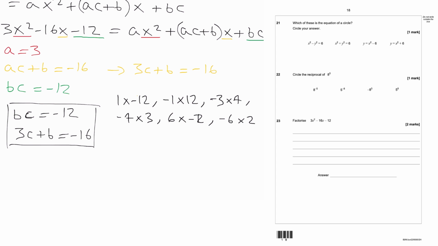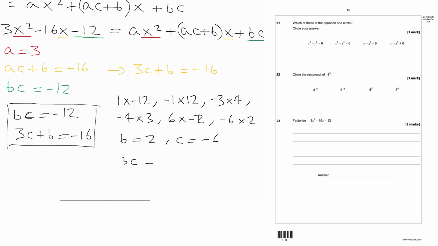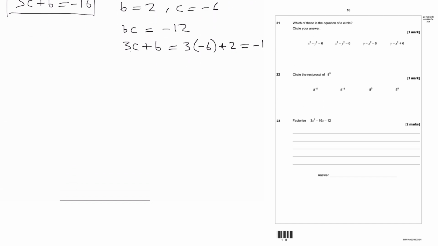So I'm going to go ahead and see what happens when b is equal to 2 and c is equal to minus 6. So if I do this, b times c is our minus 12. And 3c plus b, well, 3 times c is minus 18 plus 2 equals minus 16. So given this is the case, these must be our correct values of b and c. So we now know we have a is equal to 3, b is equal to 2, c is equal to minus 6.